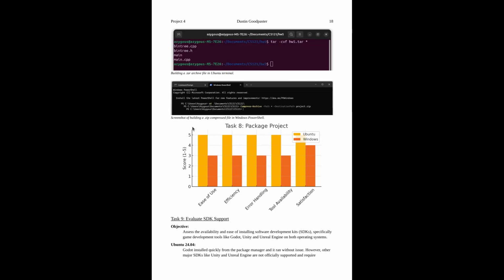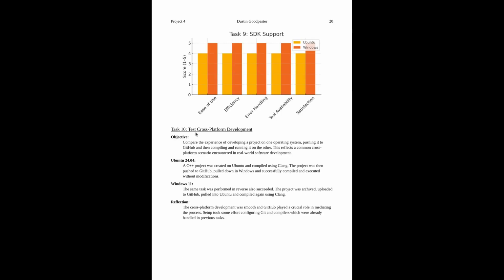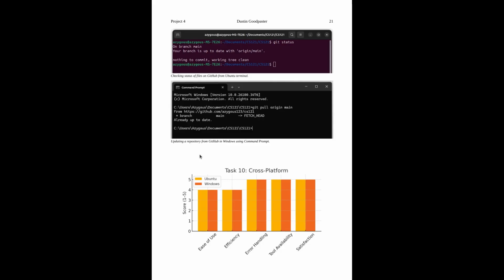For task 10, I evaluated some cross-platform development, packaging a project in each operating system to be sent to the other using GitHub as an intermediary, then compiling the software on the opposing operating system. This task was roughly the same on each operating system, and here it is reflected in the Likert scale scores.